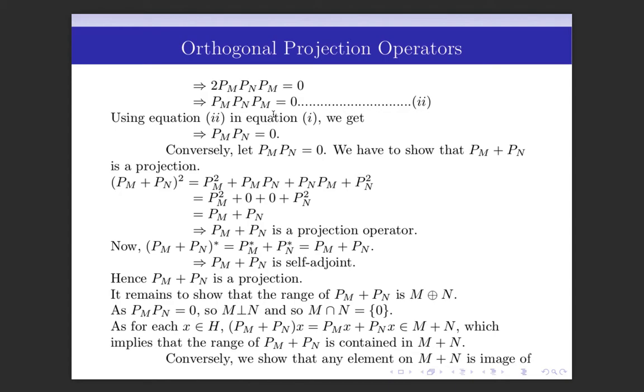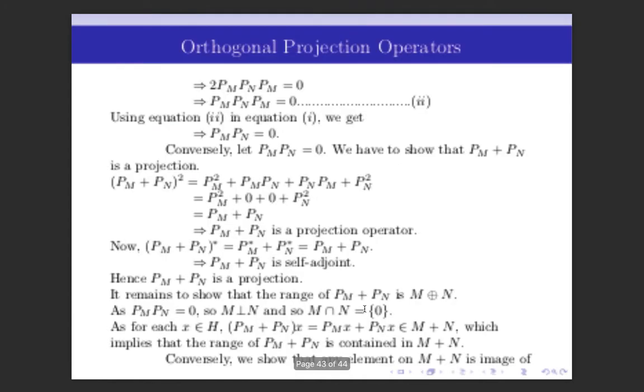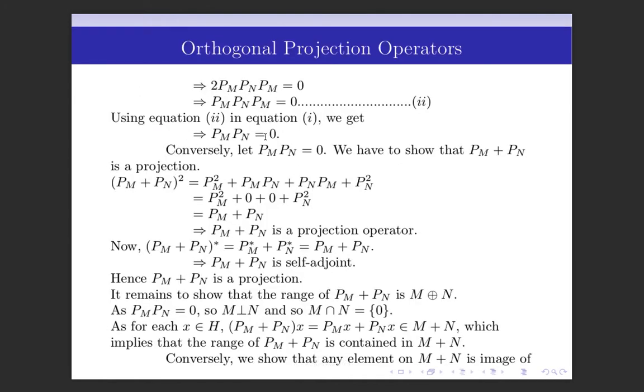If we put this in equation 1, then we get Pm plus Pn into Pn is equal to 0. So we have proved this part. Now we have to prove the converse part. So let us take Pm Pn is equal to 0. We have to show that Pm plus Pn is a projection.